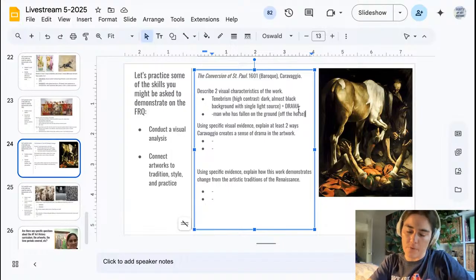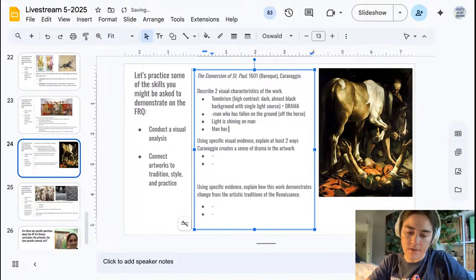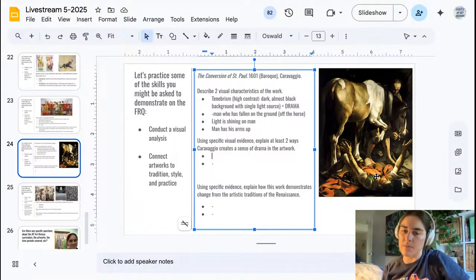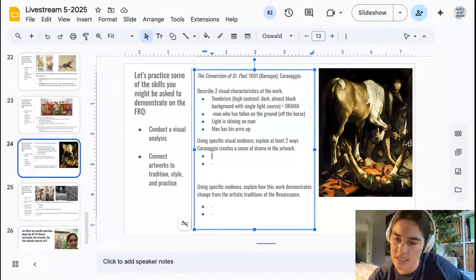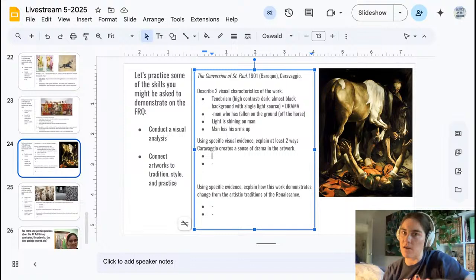Yes, we have this man who's fallen on the ground. The light is shining on the man. And then the man has his arms up, right? Look at how dramatically those arms are placed, right? They're creating these diagonals that are radiating from like his head, right? And then we also have his fingers coming right up against the edge of the canvas right here. This is called a tangent, right?